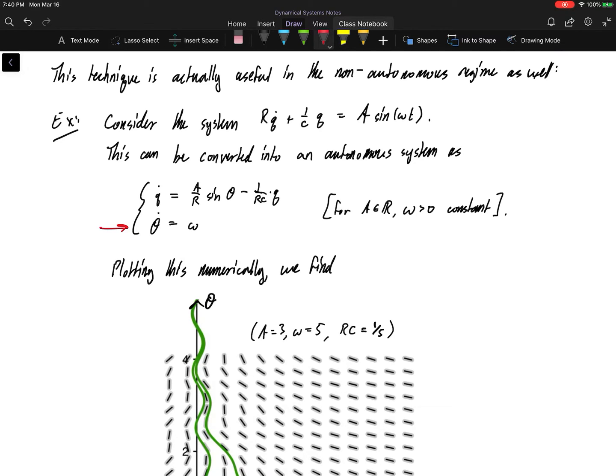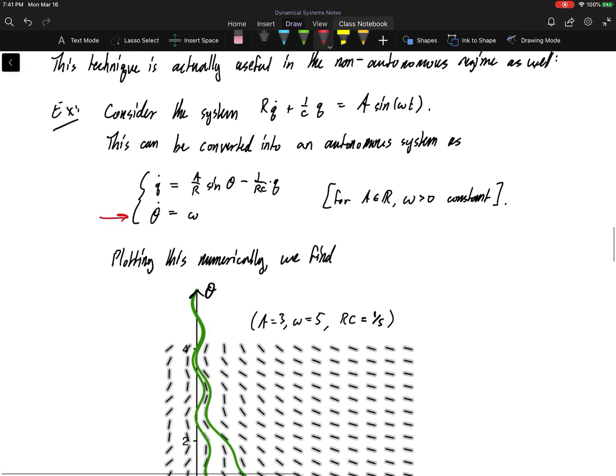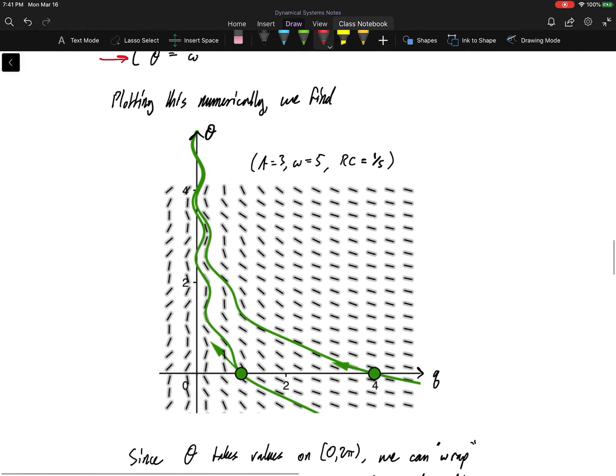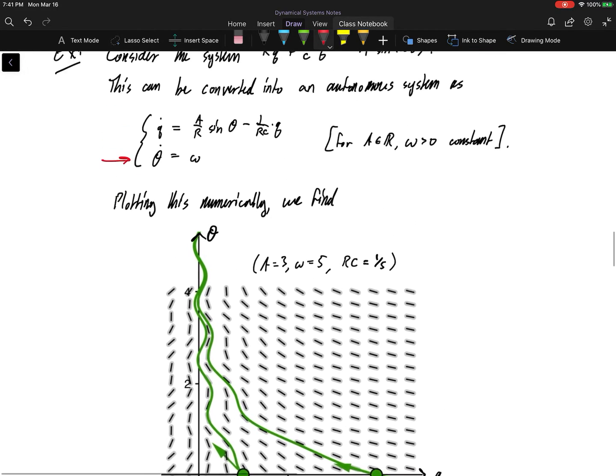But we notice that because this theta dot can never equal 0 unless omega is equal to 0, there are no fixed points for this system. There are no fixed points for this system. I want to make that abundantly clear. And plotting this numerically, you can actually see exactly why. If I have Q across the x-axis and theta across the vertical, then it looks like this system wants to eventually be attracted to an oscillating solution.